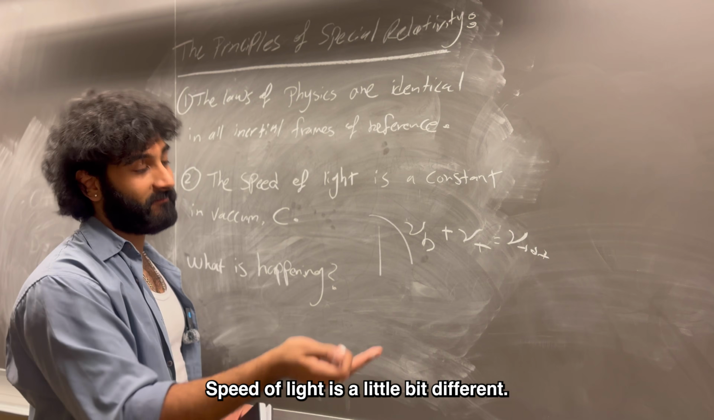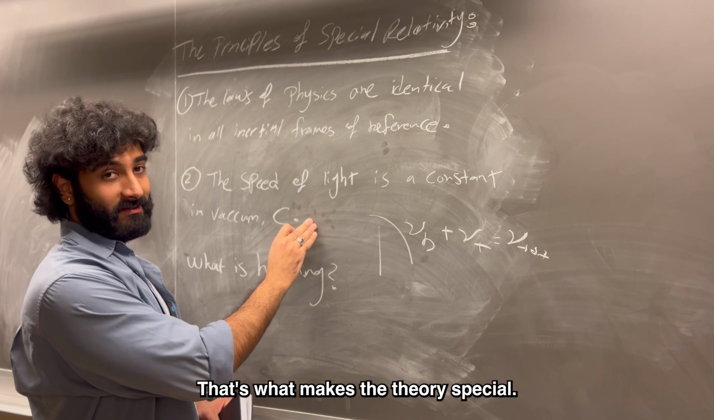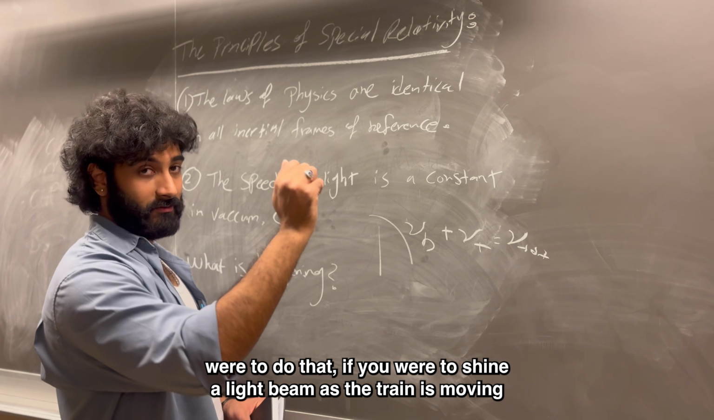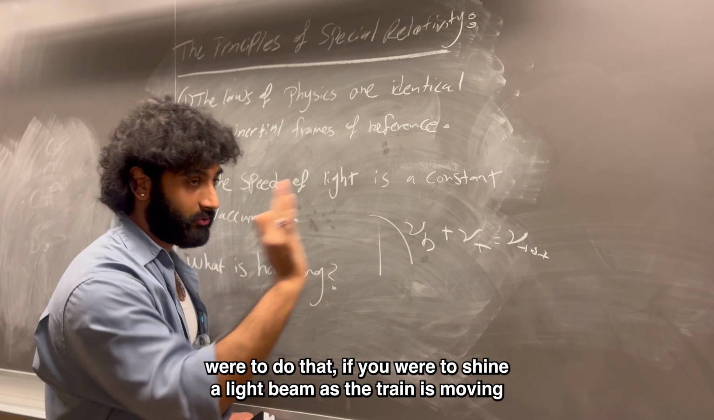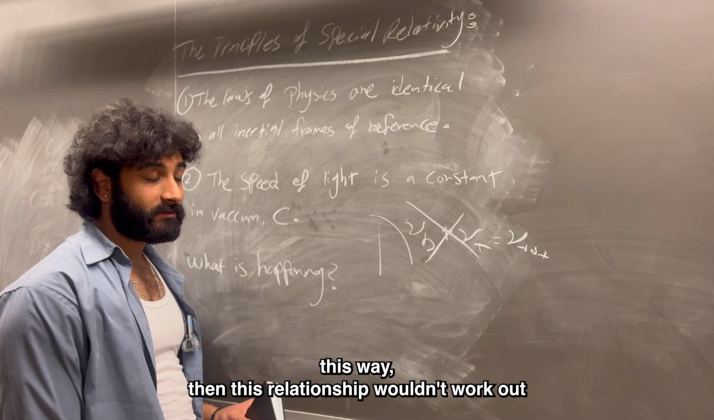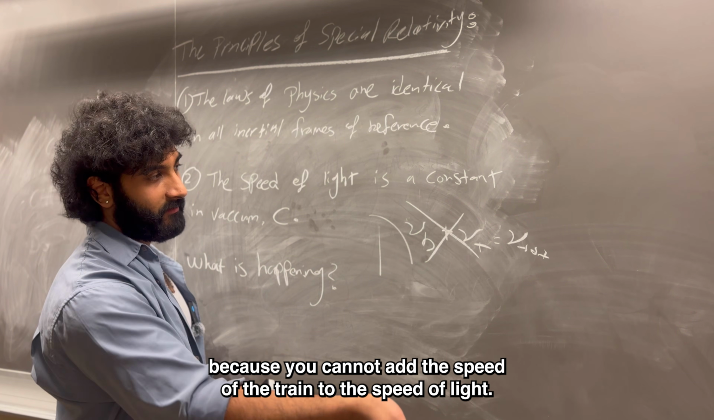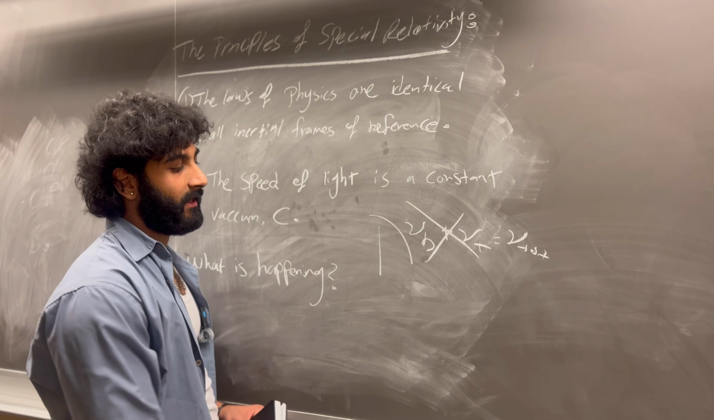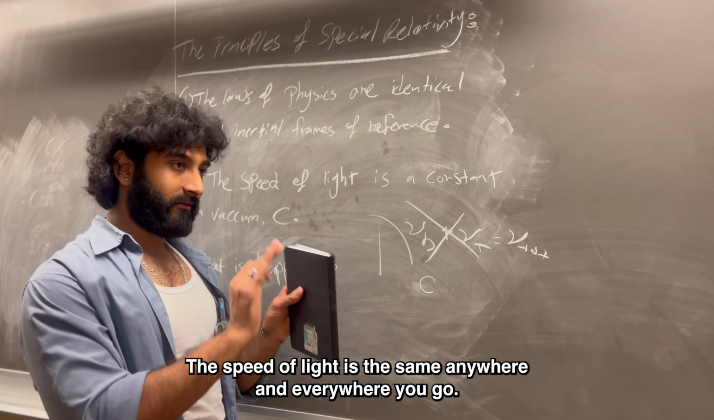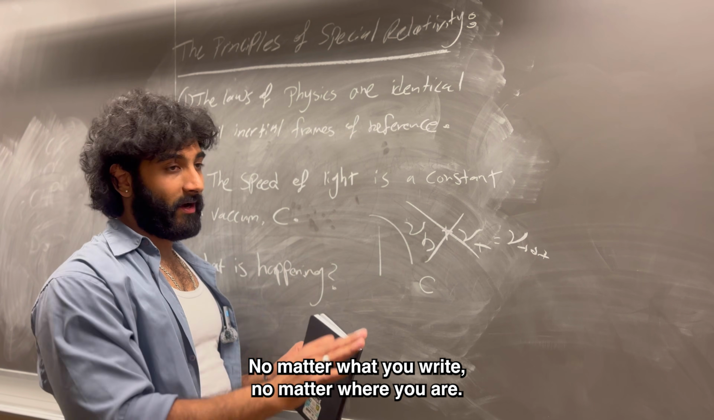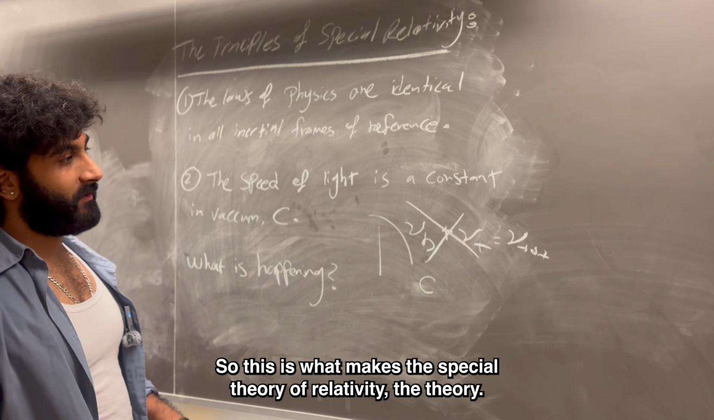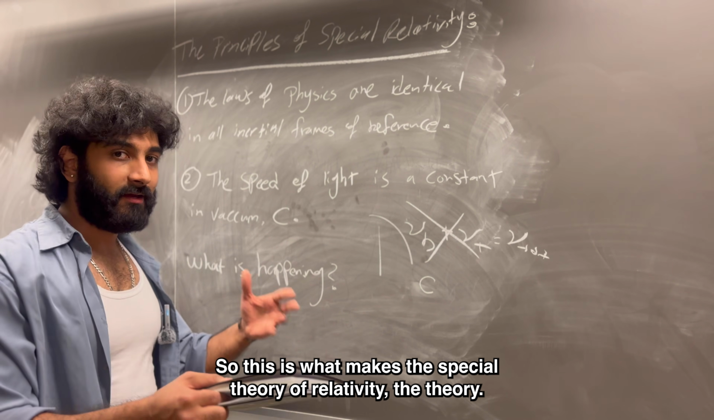But when it comes to the speed of light, this is not how things work out. Speed of light is a little bit different. That's what makes the theory special. Basically, if you were to shine a light beam as the train is moving this way, then this relationship wouldn't work out, because you cannot add the speed of the train to the speed of light. You would only get a constant. The speed of light is the same anywhere and everywhere you go, no matter what you ride, no matter where you are. So this is what makes the special theory of relativity the theory.